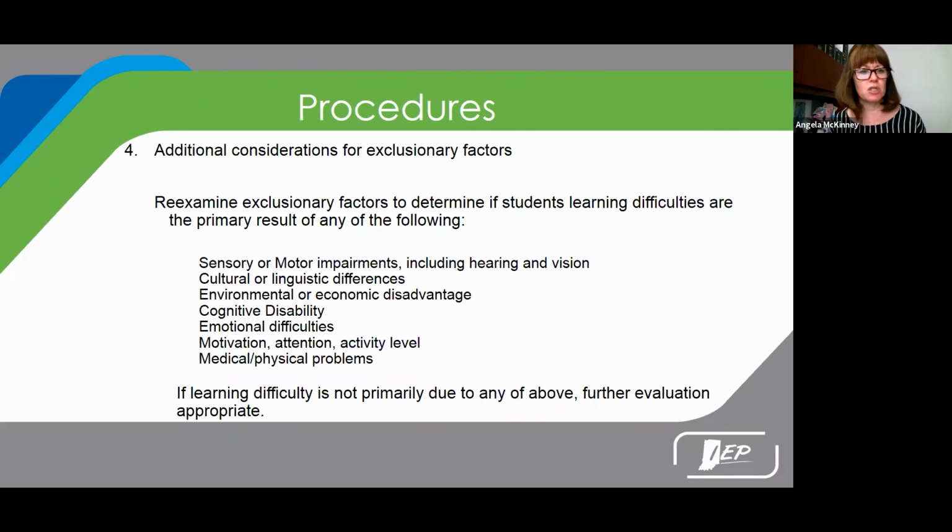Ooh, my font went a little crazy here. So again, you're going to re-examine all those exclusionary factors. And again, if you say, you know what, I don't think that these things are the primary reason why this student is struggling, then we keep going in the evaluation process.